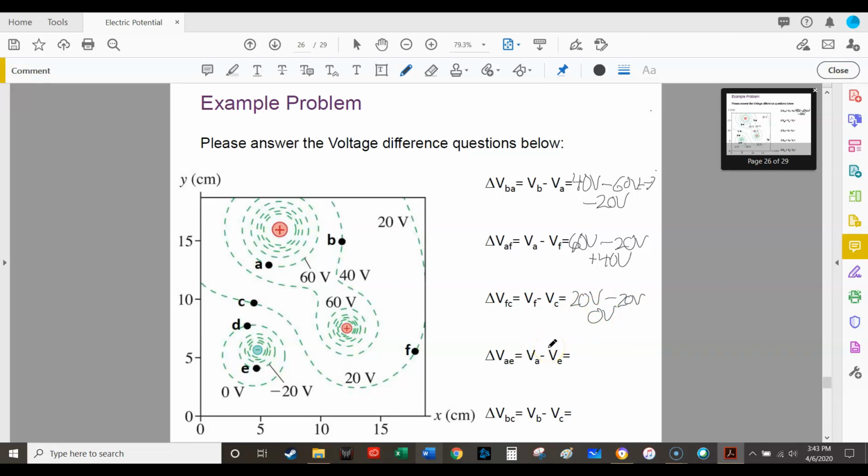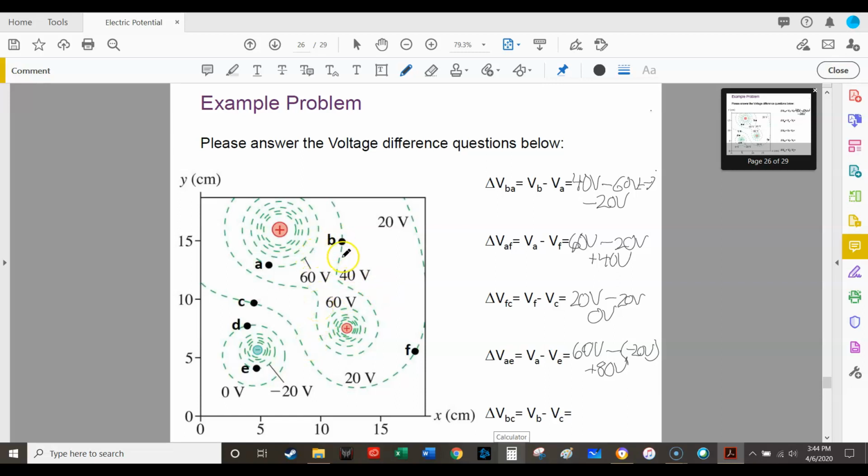Let's do the voltage at A and the voltage at E. The voltage at A is 60 volts. And the voltage at E is negative 20 volts. So this is going to be 60 minus a negative 20 volts, which is going to be a voltage difference of positive 80 volts. Okay, so it's that minus. This is the voltage difference, and you have a negative 20 volts, so it's actually going to add on to that.